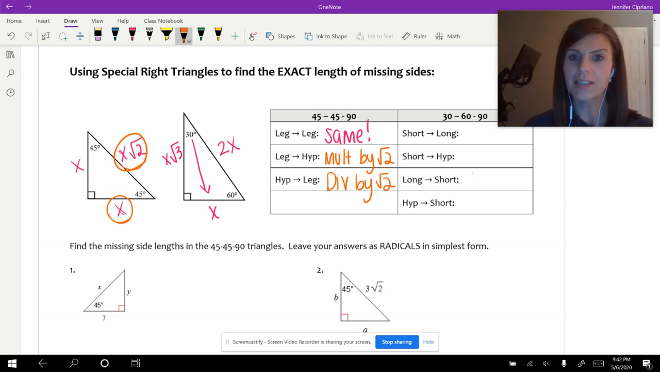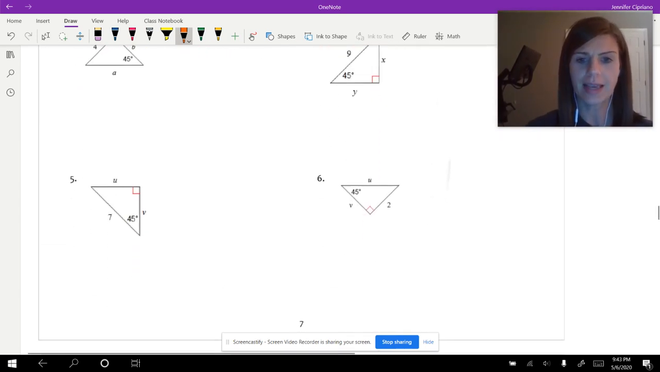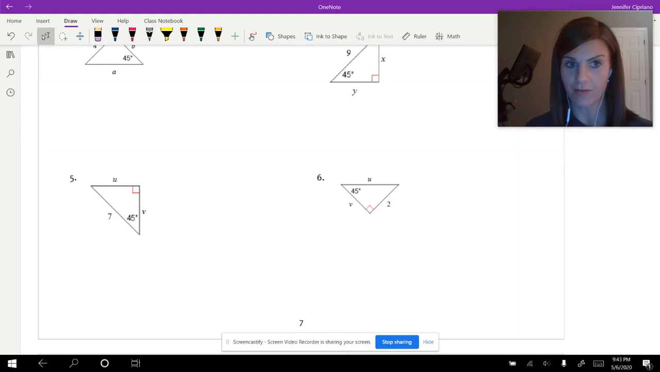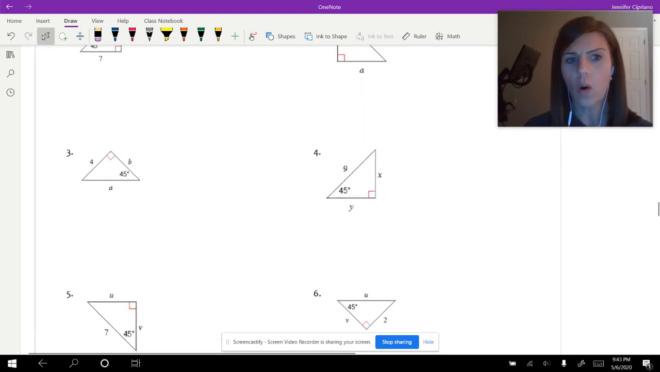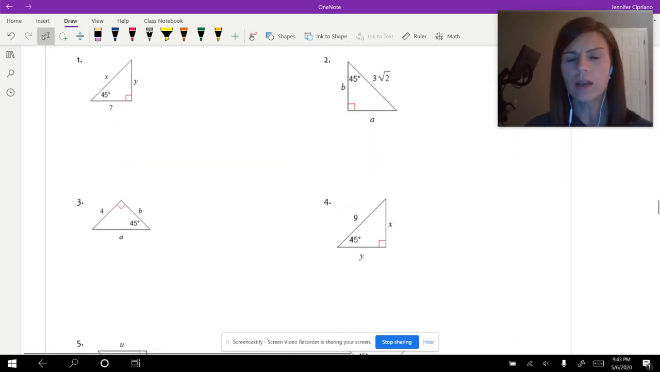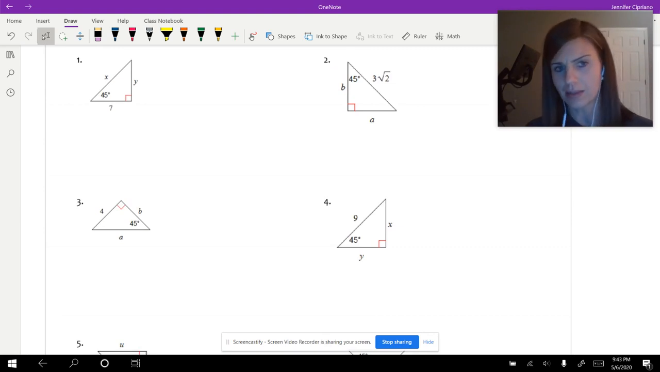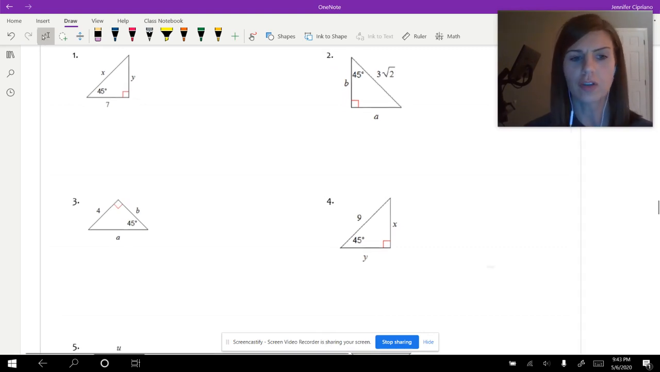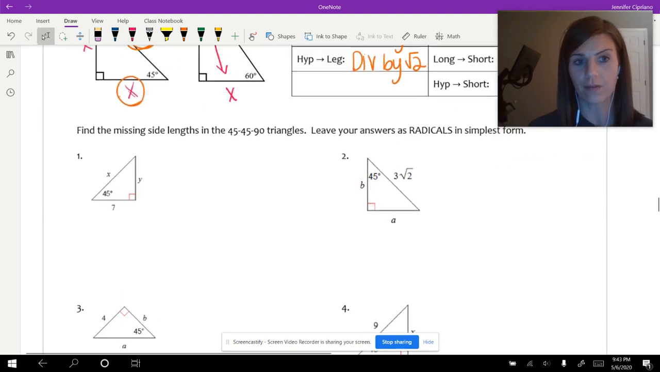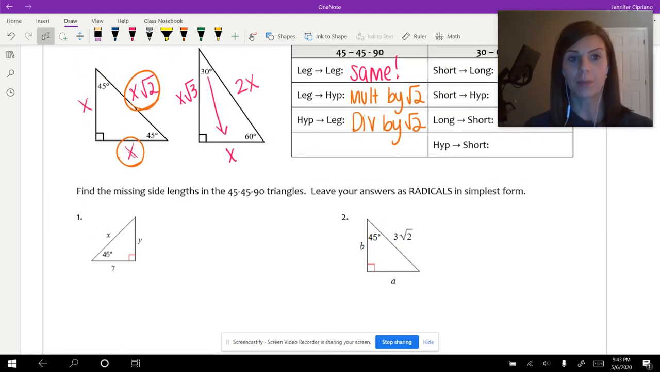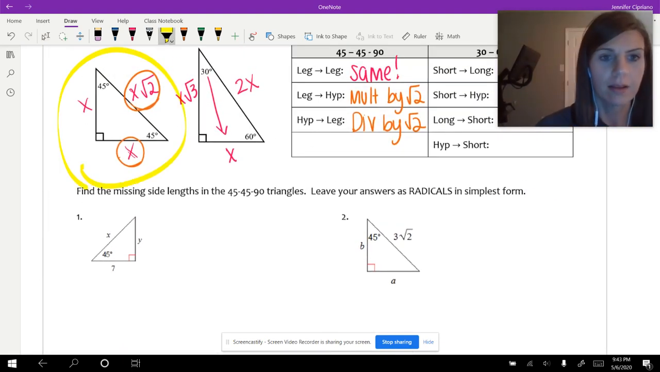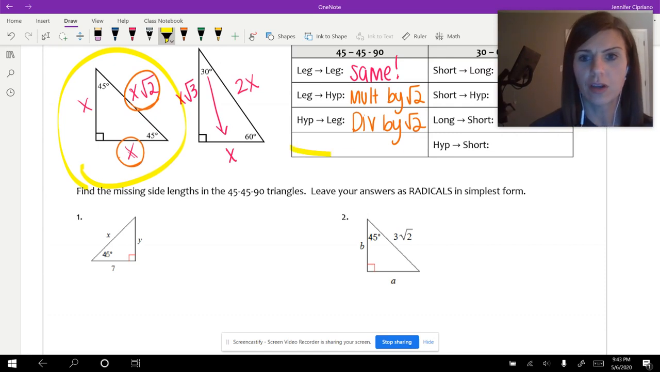Okay, so let's apply those 3 rules to this first set of problems here. Problems 1 through 6 are all 45, 45, 90 triangles. Even though only one angle is labeled, I know that the other angle has to be 45 degrees. So once I recognize that it's a 45, 45, 90 triangle, I can apply these relationships, and I'm just going to use these rules to find my missing sides.